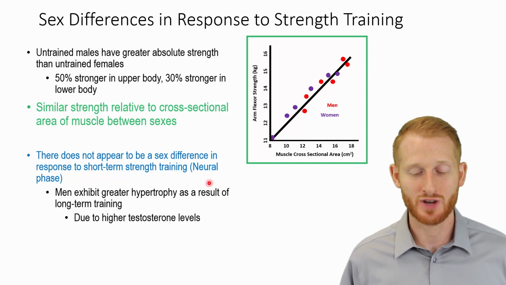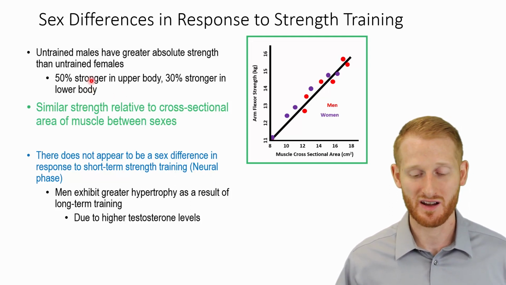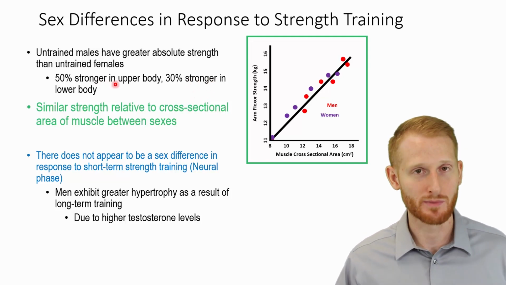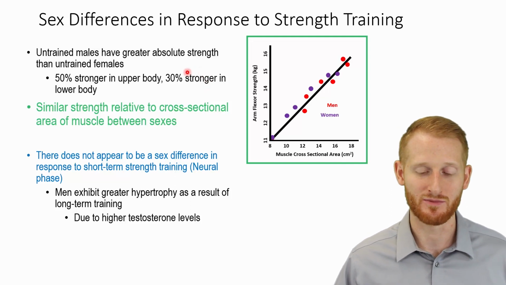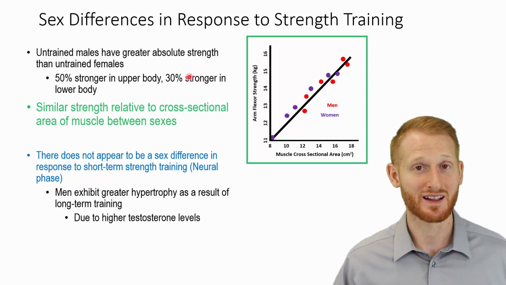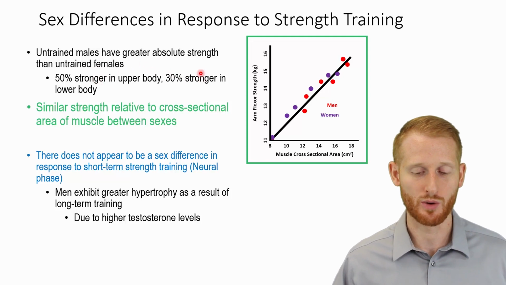So if we look at untrained individuals, men tend to be about 50% stronger in their upper body and about 30% stronger in their lower body than what women are. Because men tend to use their upper body a little bit more, where everybody, men and women, use their lower body a lot. So you can see that this is a little bit of the lack of activity that oftentimes women have that's driving this upper body to be worse than what the lower body is.